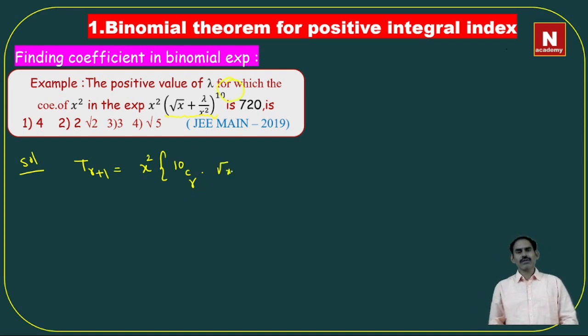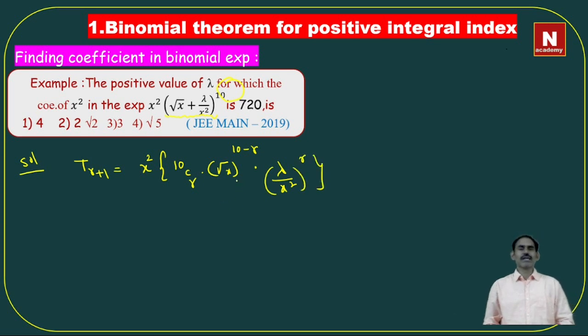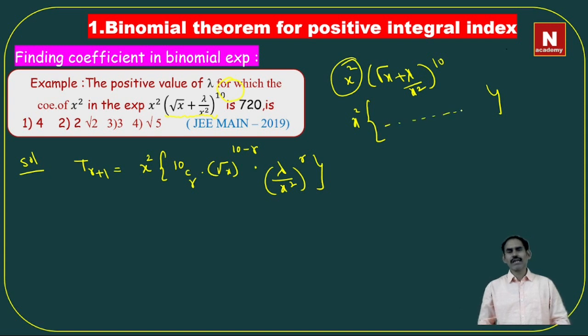So (root x) whole power 10 minus r into (lambda by x square) whole power r. This is the general term in the given expansion, x square into (root x plus lambda by x square) whole power 10. That means every term is multiplied with x square. If you expand, you will get 11 terms. Each and every one of these 11 terms must be multiplied with x square. Why? Because x square is given. That's why I am writing x square in the general term also, as it is, outside the bracket.